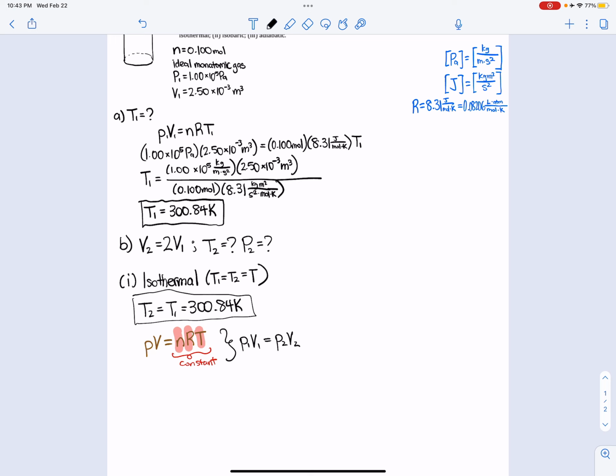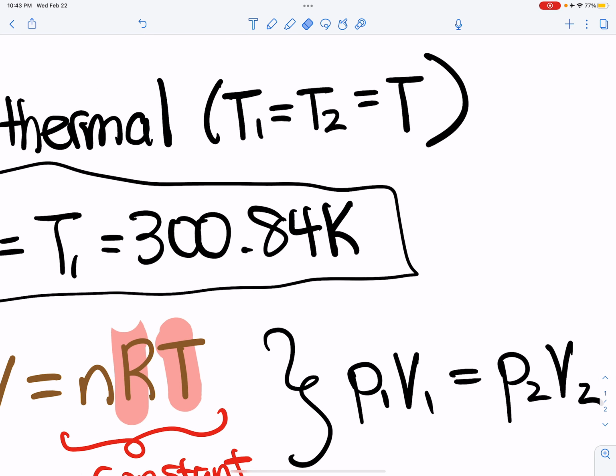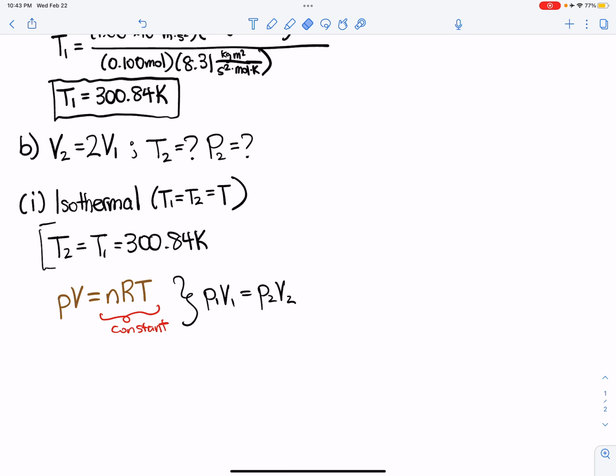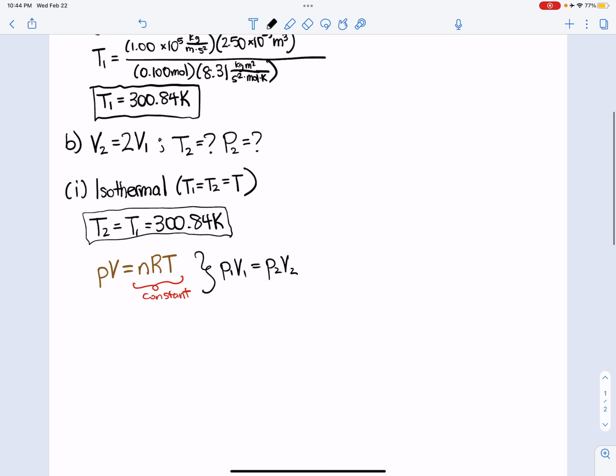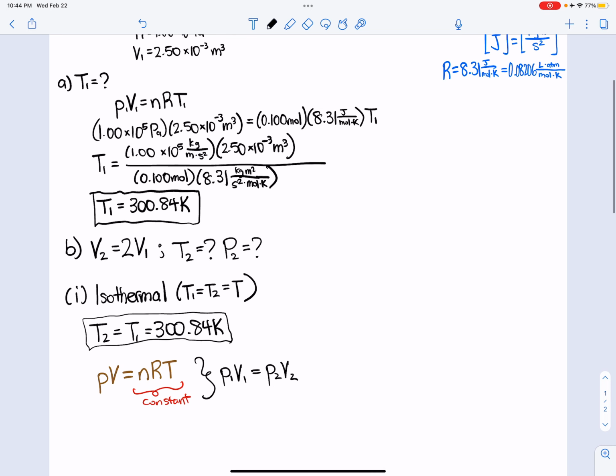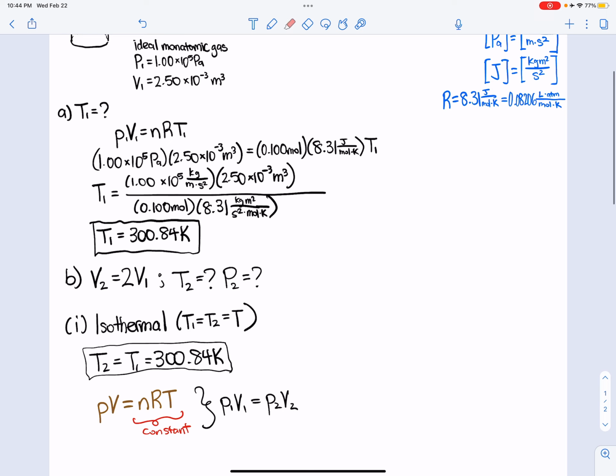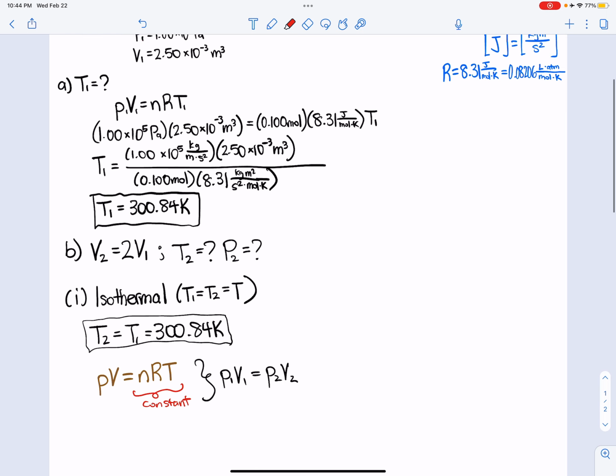Okay, now that we know this, let's solve for P2. Let me just erase this because I like to have clean notes. So first of all, what is P1? It's given to us: 1 times 10 to the 5th Pascal.